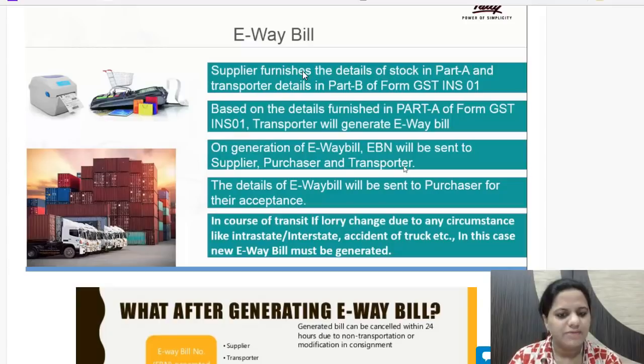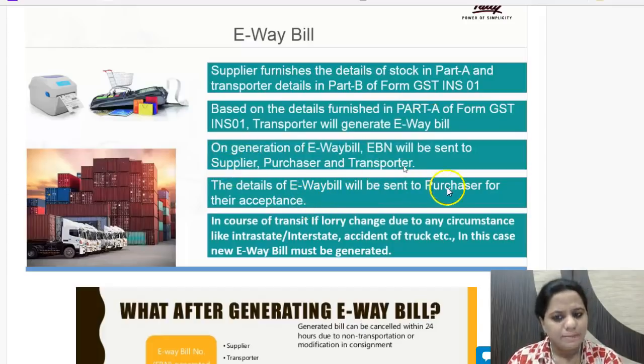So the details of the e-way bill have to be sent to the purchaser. So from the supplier side, it gets initiated. Transporter as such, you can see, supplier furnishes the details of the stock, and then the transporter will generate this e-way bill, and this e-way bill number on generation of the GST portal will be sent to all three.